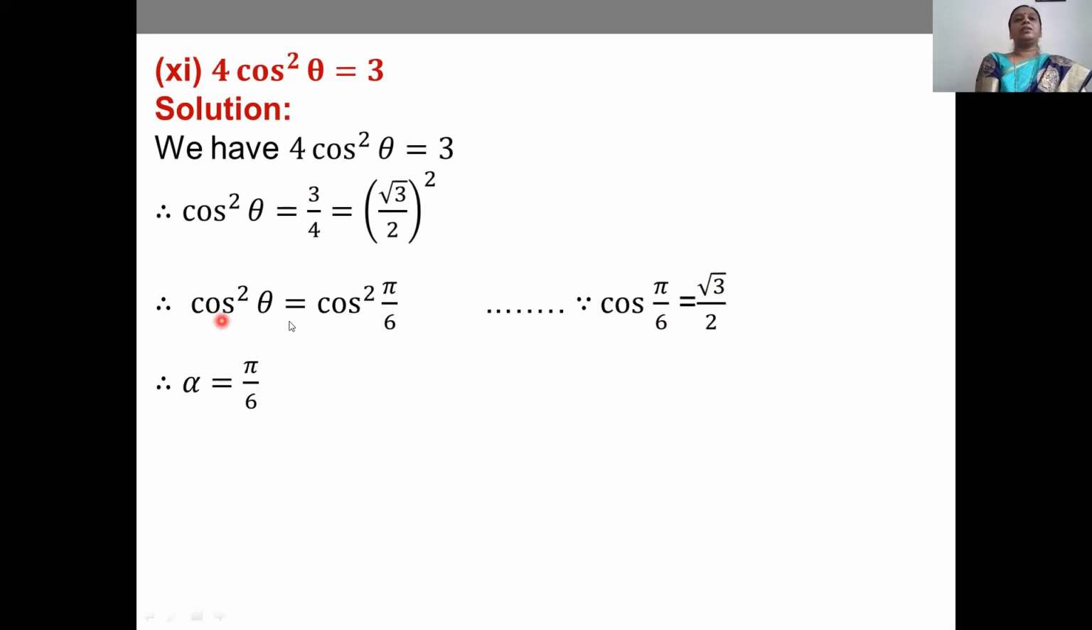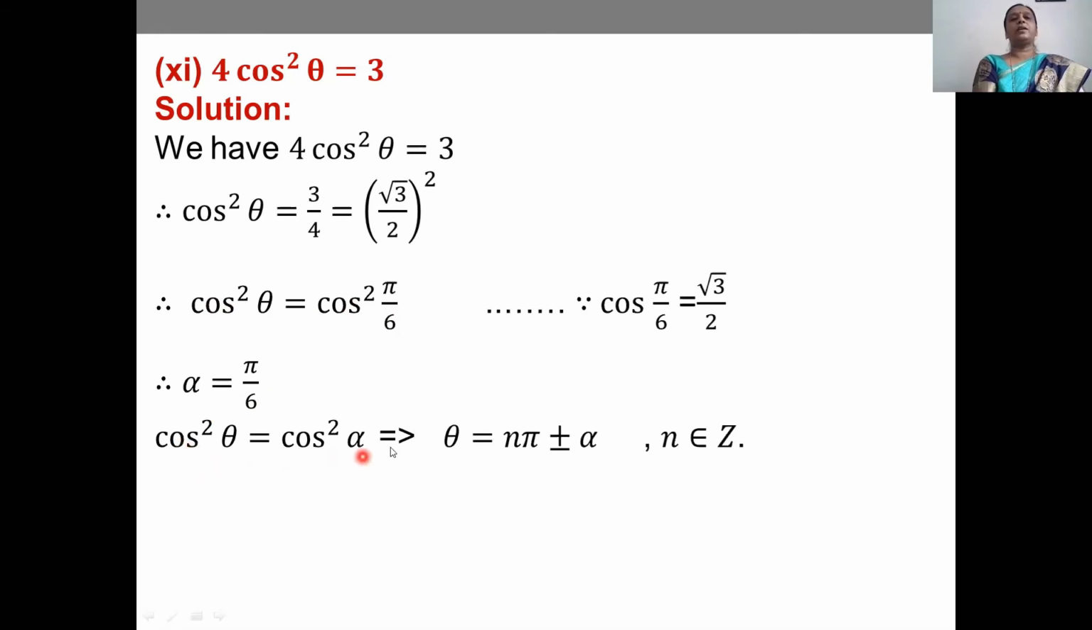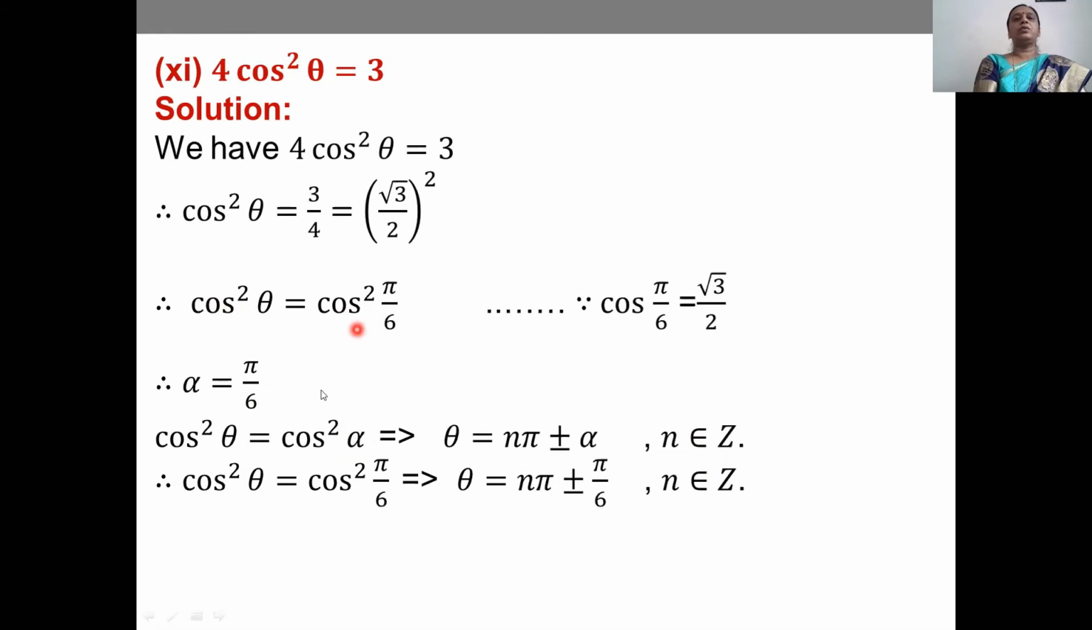Now, this equation is of the type cos square theta is equal to cos square alpha, where alpha is pi by 6. Now, if the equation is of the type cos square theta is equal to cos square alpha, then this implies that theta is equal to n pi plus minus alpha, where n belongs to Z. In our remark 3, we have collected such type of formulae. You go through those formulae. Then cos square theta is equal to cos square pi by 6 implies that the general solution will be theta is equal to n pi plus minus pi by 6, n belongs to Z. Here alpha is pi by 6.